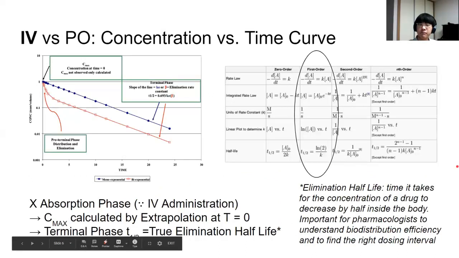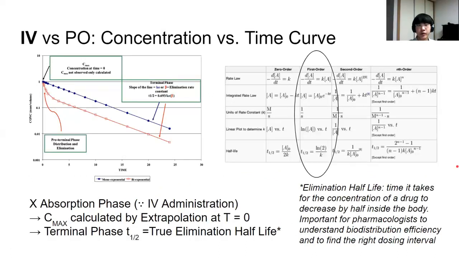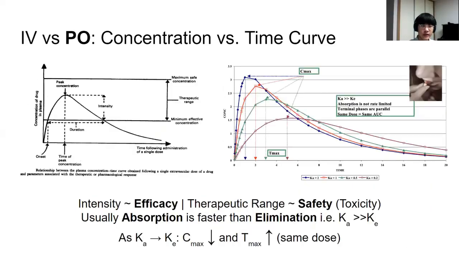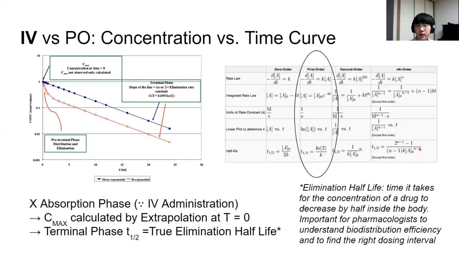So the two main administration routes that we use are intravenous, which is IV, and PO. So basically, PO, as you can see here, is about oral administration, while IV, as we all know, is directly into the blood.